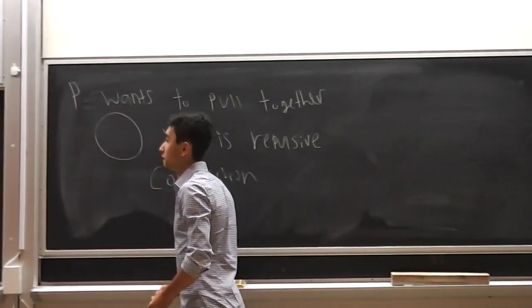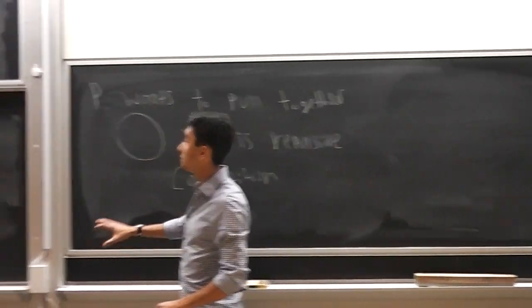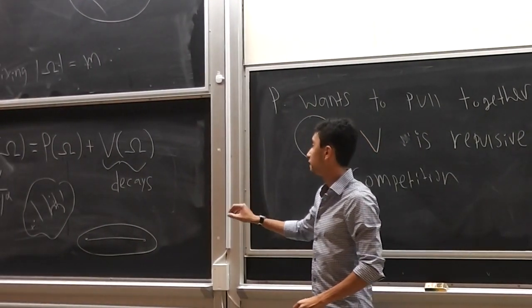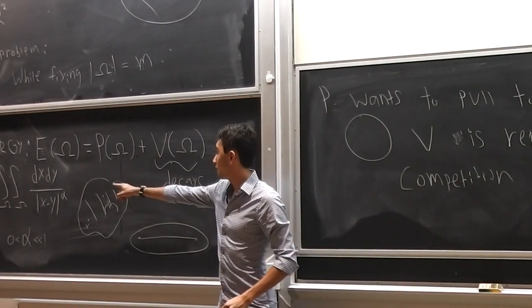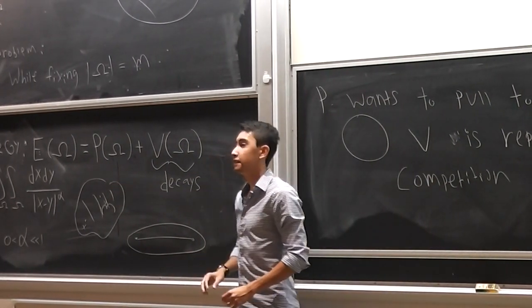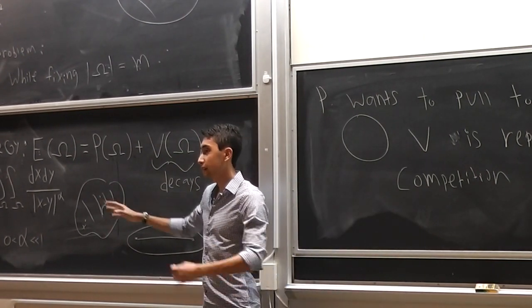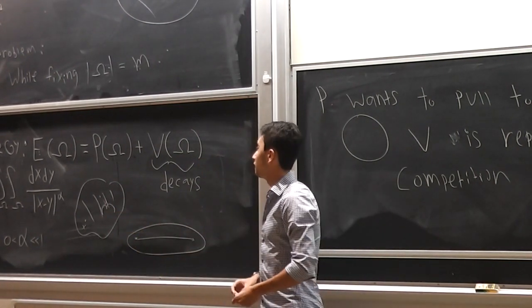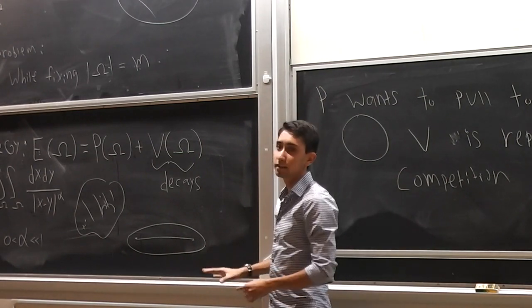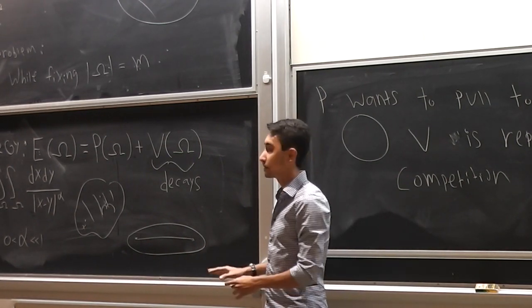Another motivation for why this problem is interesting is that V of omega is a lot like the potential energy. If alpha equals 1, that's like the Coulombic energy. So this has many applications in physics, which I didn't look into, but it does.